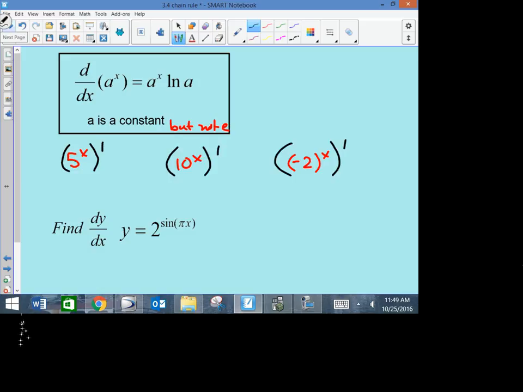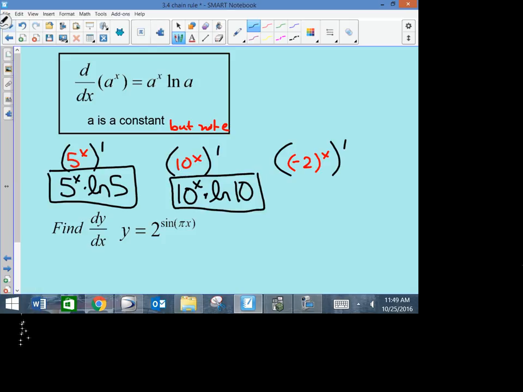Let's see what happens. It says the derivative of a to the x is a to the x times ln of a. So 5 to the x times ln of 5, since in this case a is 5. Now, there's not anybody in this world that knows what ln of 5 is without checking that out. If they do, then that's just weird. So the derivative of 10 to the x is 10 to the x times ln of 10. You don't know what ln of 10 is. If it was log of 10, you'd know that.